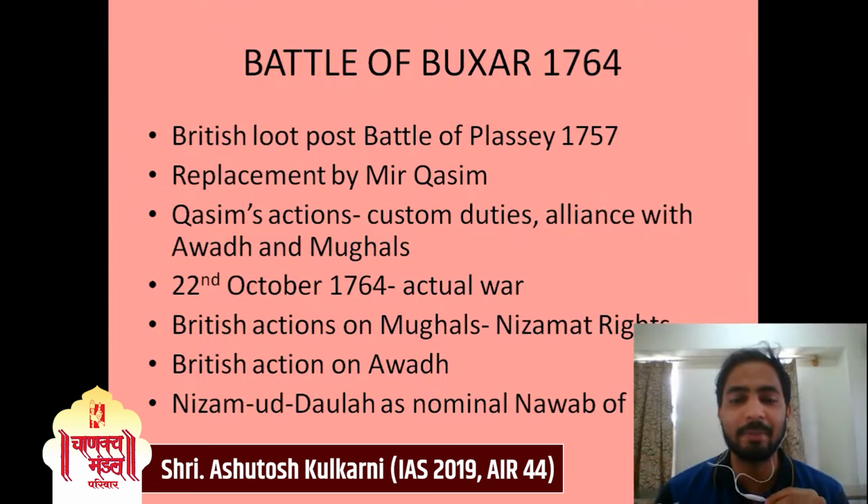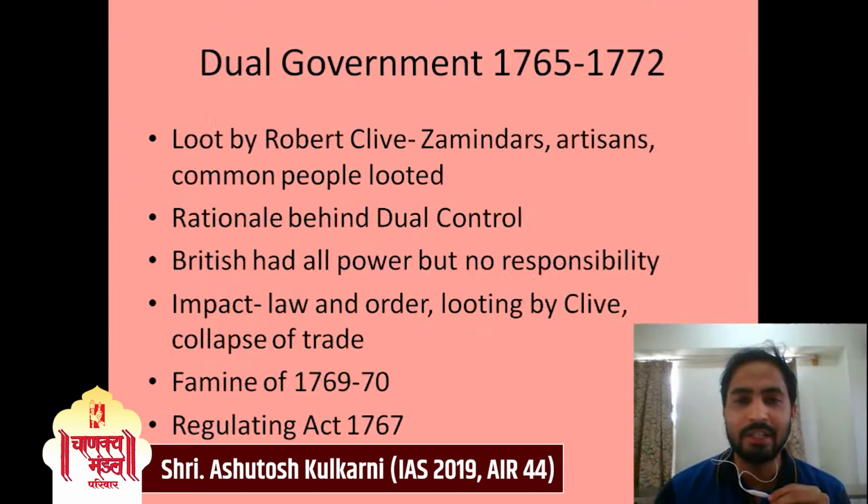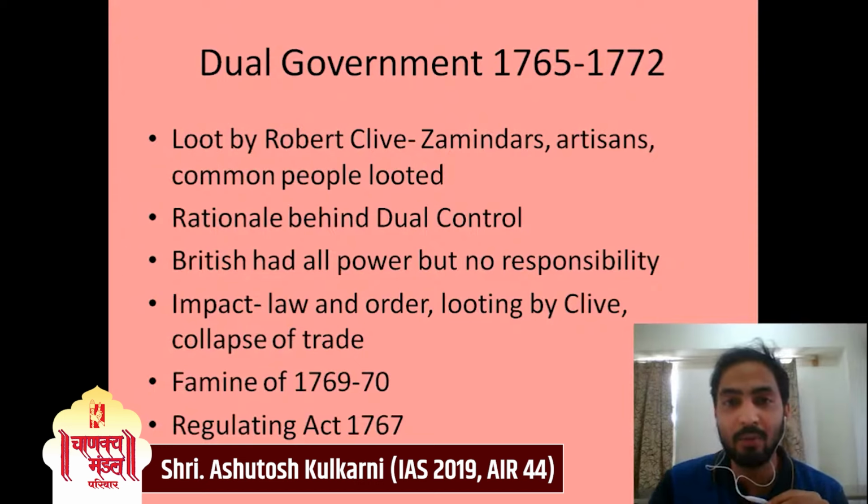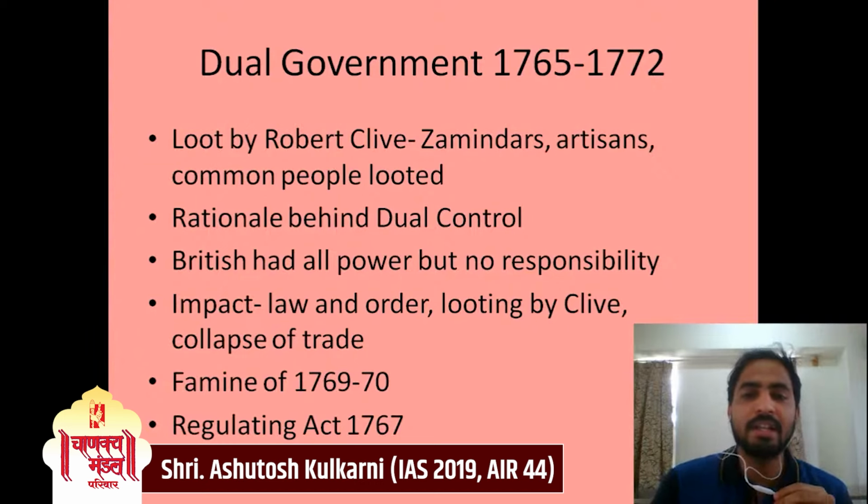What the British set up is something totally different. They set up something called a dual government, from 1765 to 1772. It was Robert Clive's brainchild. I told you Robert Clive was the head of the East India Company then in India. So Robert Clive essentially now wants to take hold of the government in Bengal, but he cannot take it directly. So the second point that I mentioned is the rationale behind dual control.